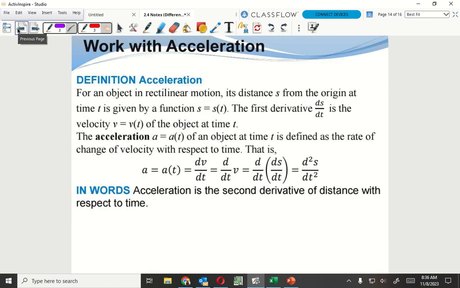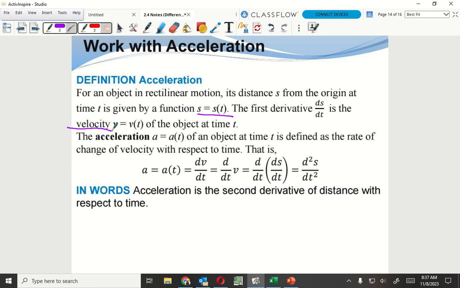So definition, acceleration. For an object in rectilinear motion, the distance s from the origin at time t is given by the function s of t, which is my position. First derivative, ds/dt, is the velocity. Instead of saying s prime, you could also refer to it as v. So that means we're stating it is no longer position s, it's now going to be v, which is velocity of t. So the velocity in terms of time.